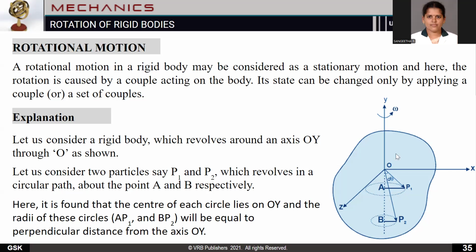Each particle revolves in a circular path about a point on the axis, that is, point A and point B on the axis. It is found that the center of each circle lies on OY, and the radii of the circles, AP1 and AP2, are equal to the perpendicular distance from OY.